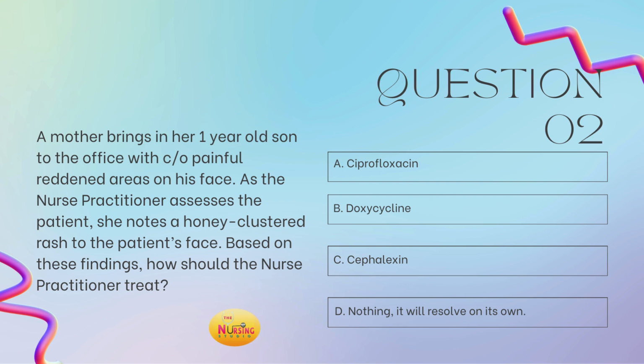All right, the stem of the question states, based on these findings, how should the nurse practitioner treat? I always tell you, if we're looking for a treatment, you need to run it back, right? And see what the diagnosis is. How did the assessment show? Like, what was the presentation? What did they state was going on? What did you observe going on, right?